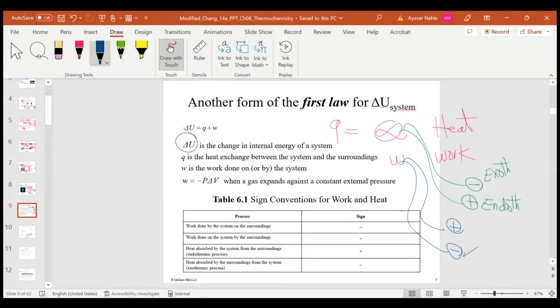Delta U in here is the change in the internal energy. So remember, U is the internal energy. Delta U is the internal energy change. Q is the heat exchange between the system and the surrounding. W is the work done on the system or work done by the system.